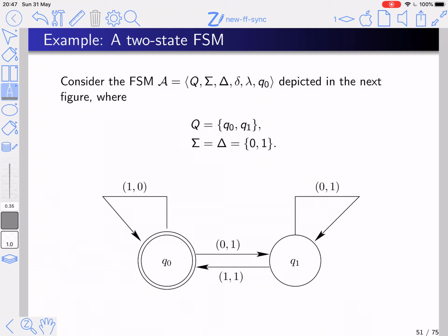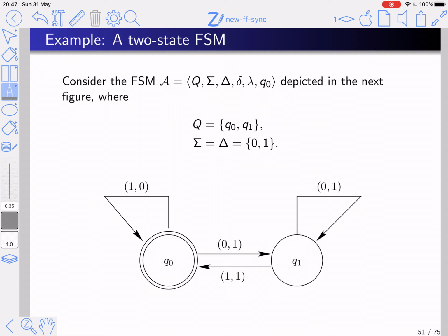Okay, so let's see an example of a finite state machine that has two states. This is the first state, Q0. This is the second state, Q1. So our set of states consists of Q0 and Q1. Our alphabet in this example consists of simple bits, 0 or 1. This refers both to the input alphabet and to the output alphabet. They're both a single bit. The transition function and the output function are depicted by the state diagram.